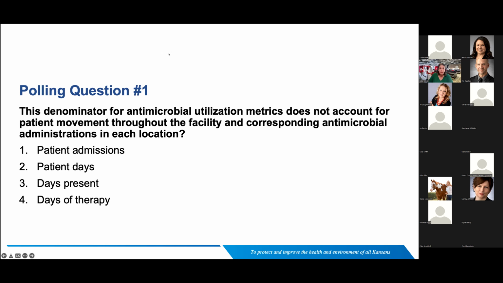Okay, great. Yes. So we're seeing a good split, but essentially, yes, your patient days and technically even patient admissions do not account for any movement in the facility. It's really that days present denominator. The days present denominator is the one that accounts for the movement throughout the facility. And then days of therapy is typically our commonly utilized numerator, whereas days present is the commonly used denominator when you're looking at the NHSN format for days of therapy, or DOTs. So thank you for your responses. Next slide.